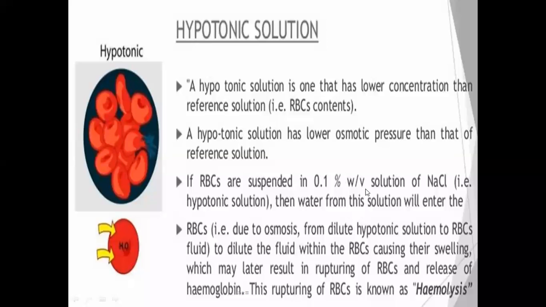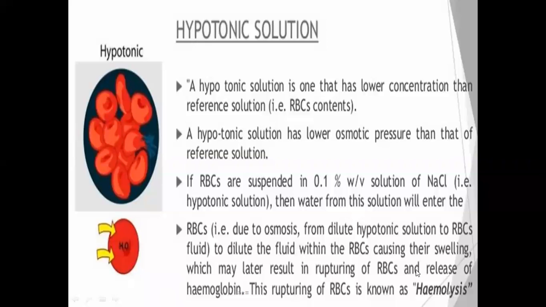See, RBCs are suspended in 0.1% solution of NaCl. Then water from this solution will enter into the RBCs. Due to the entry of water inside the RBCs, causing them to swell, which may result in rupturing of the RBC. This picture depicts that the rupturing of the RBCs happens because an extra amount of water has entered into the RBC cell. The RBC will swell up and rupture.